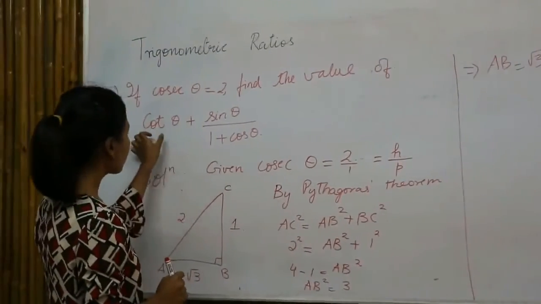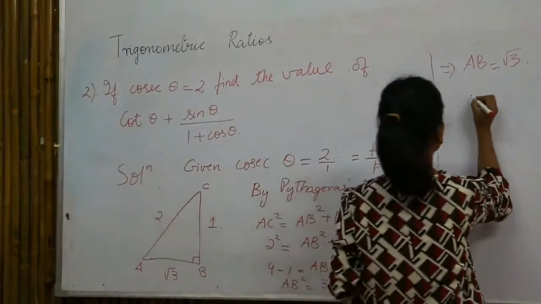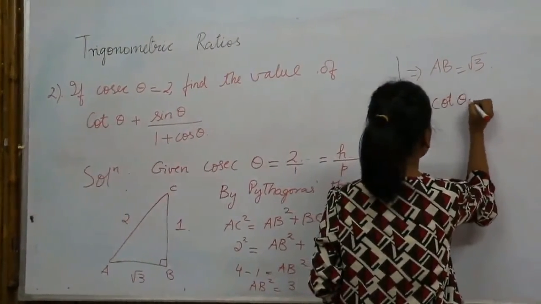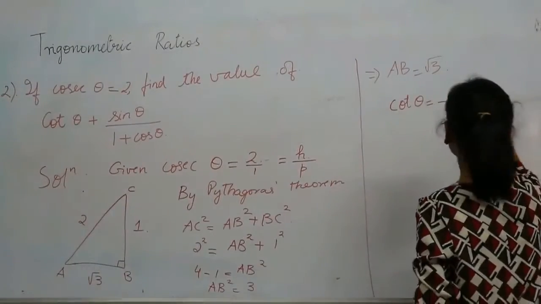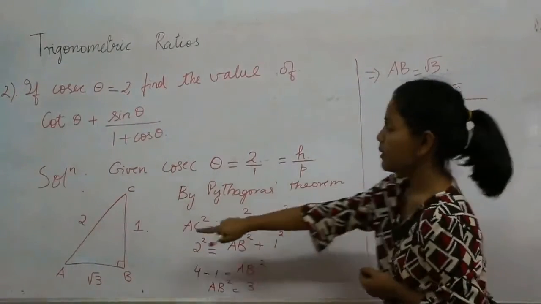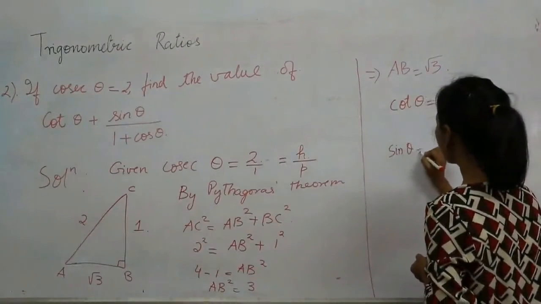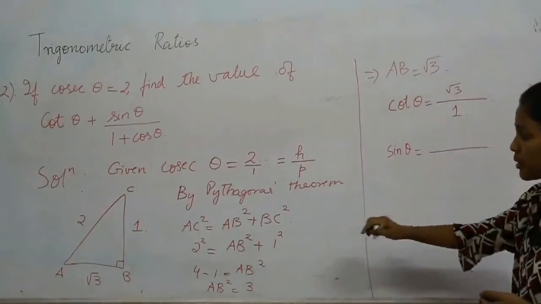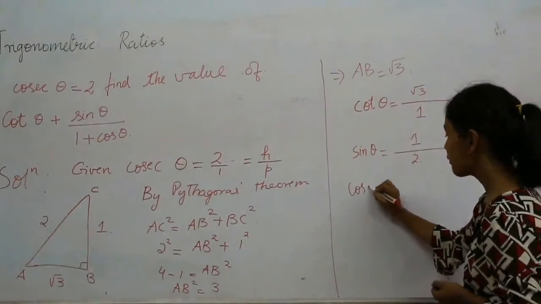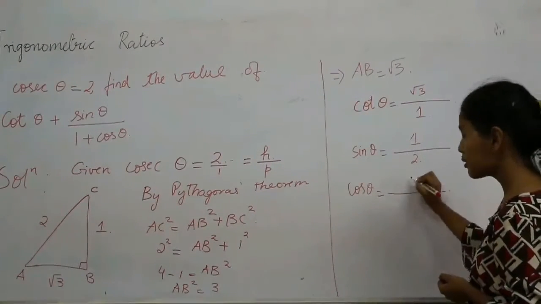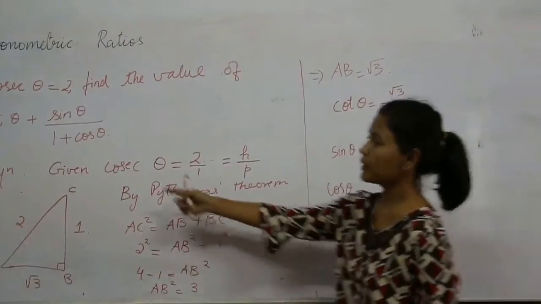Next let us find the value of cot theta, sin theta and cos theta. Cot theta is given by base by perpendicular, which is root 3 by 1. Sin theta is given by perpendicular by hypotenuse, which is 1 by 2. And cos theta is given by base by hypotenuse, which is root 3 by 2. We have got all these three, then we'll put it here.